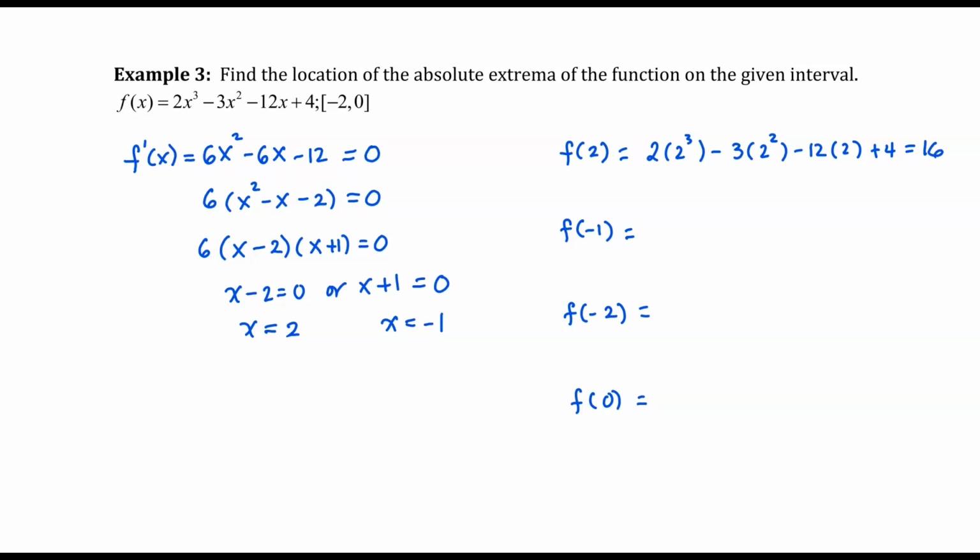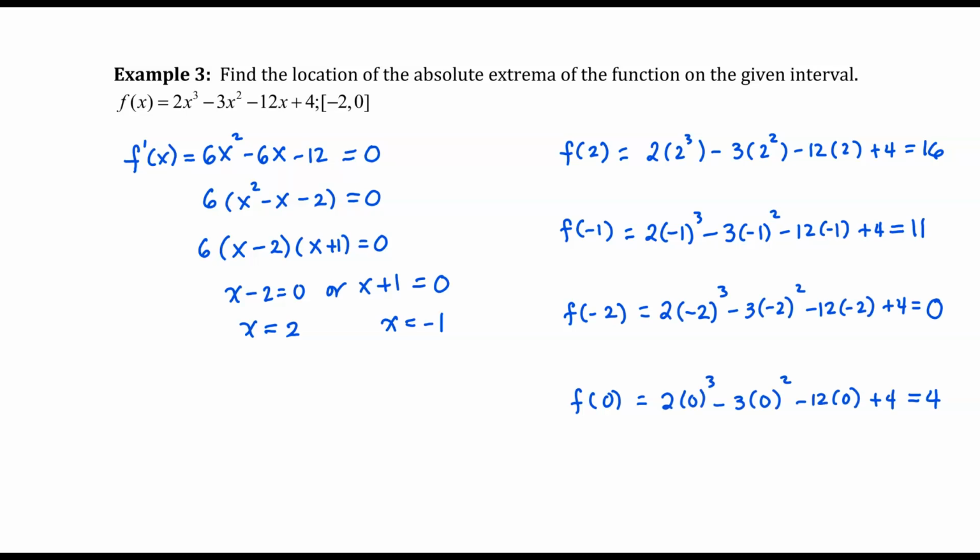You get 16. And at f of negative 1, you have 2 times negative 1 cubed minus 3 times negative 1 squared minus 12 times negative 1 plus 4. Plug this into your calculator, you get 11. And similarly, at f of negative 2, when you plug in negative 2 at x and then evaluate it using your calculator, you get 0. And at f of 0, you get 4.